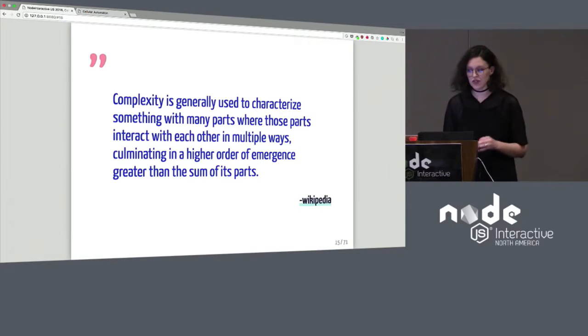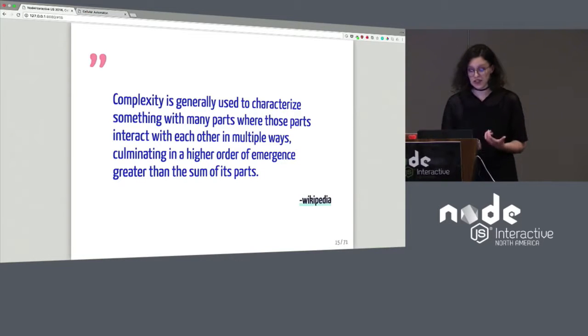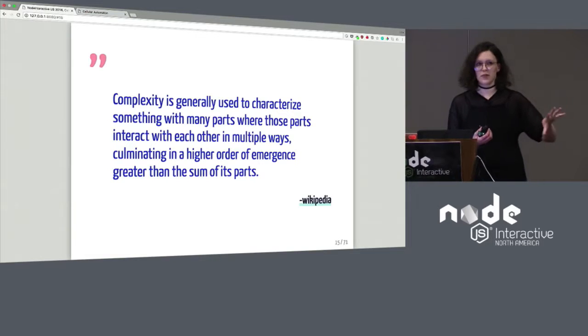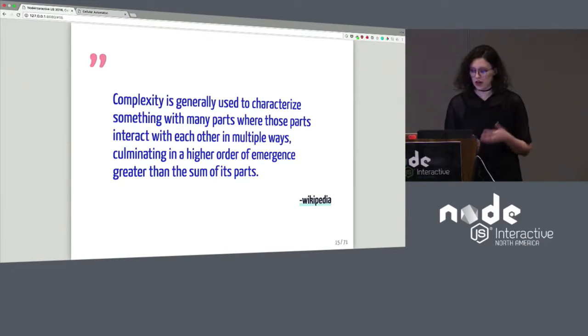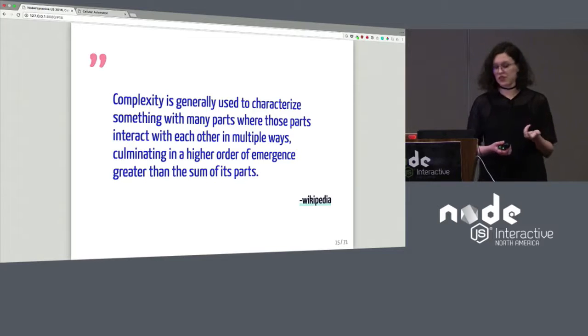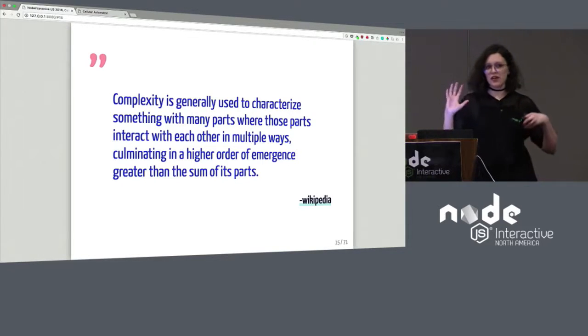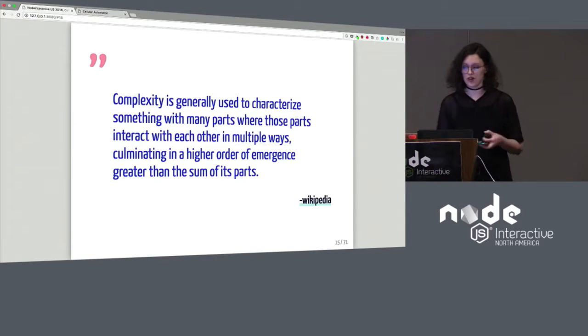Complexity is generally used to characterize something with many parts, where those parts interact with each other in multiple ways. So OK, this kind of ties back to the definition that Dr. Mitchell put together, culminating in a higher order of emergence, greater than the sum of its parts. And let's talk about that sum of its parts as we go on. So keep this definition in mind as we go through the presentation, or go through this talk.